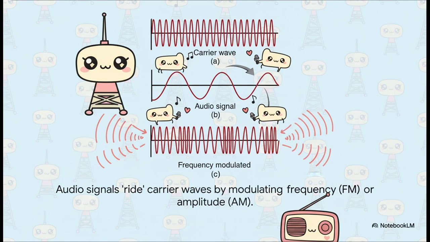This here shows exactly how we use these long waves for communication. We take a plain old carrier wave, and we just slightly tweak it. We either change its height, its amplitude, for AM radio, or we squish and stretch its frequency for FM radio. That tiny little change is what carries all the information for music, news, and phone calls across huge distances.